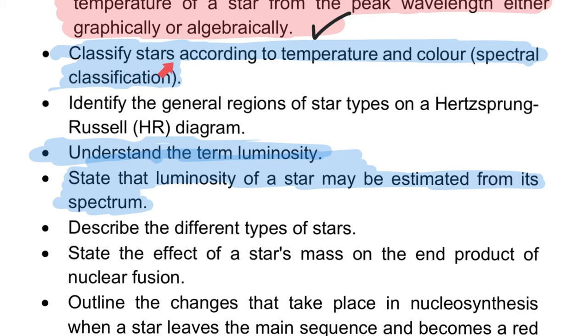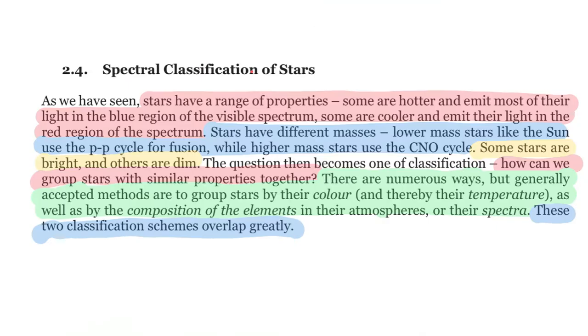1. Classify stars according to temperature and color, in other words, spectral classification of stars. 2. Understand and define the term luminosity. You're also going to look at the concept of brightness. And then thirdly, state that luminosity of a star may be estimated from its spectrum. You will also be looking at calculations of apparent brightness and luminosity.